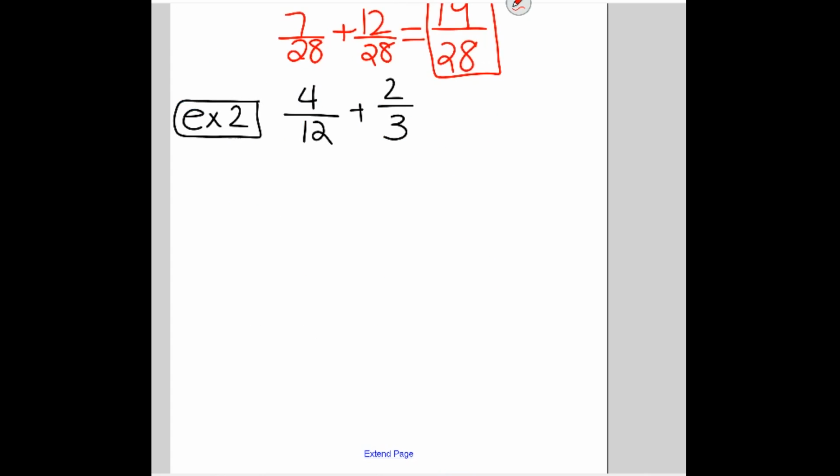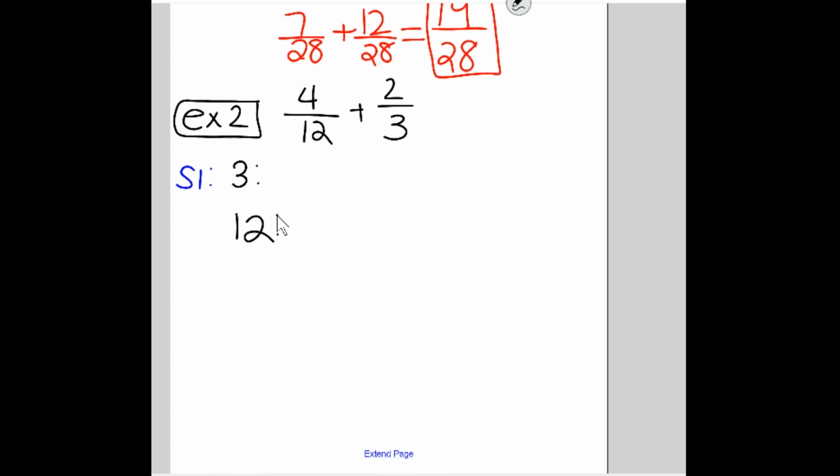So our next example says 4/12 plus 2/3. This one I already feel good about because I know my 12 facts and I know my 3 facts. So I'm feeling great. So let's start with our step 1. Step 1 means we're trying to get our denominator to be the same. So I want the multiples for my 3's and my 12.